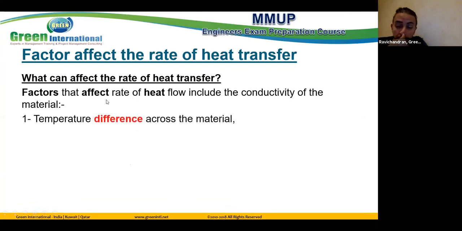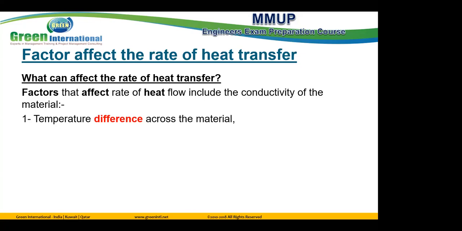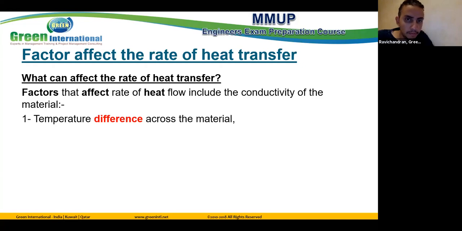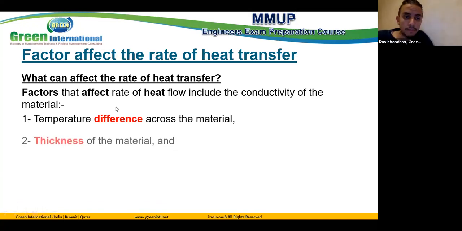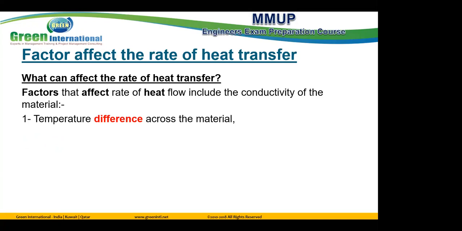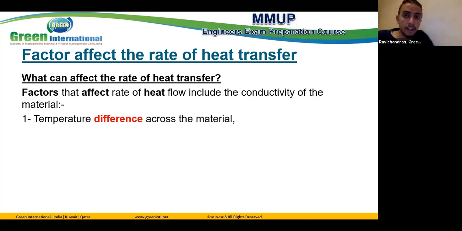What factors affect it? The first one is the temperature difference across the material. According to the two different temperatures, the heat transfer depends on it. What else? The medium it transfers through, meaning the material and its conductivity. What else? Area. Great. When area increases, normally heat transfer increases. What else?